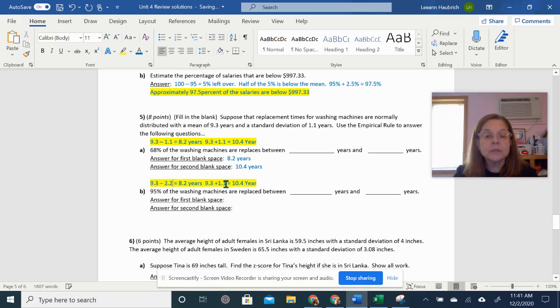I'm going to change this to 2.2. And you can see that 3 plus 2 is 5, right? And 9 plus 2 is 11. So we get 11.5. Oh, I'm supposed to be subtracting. Okay, 3 minus 2 is 1. 9 minus 2 is 7. That leaves us 7.1 years.